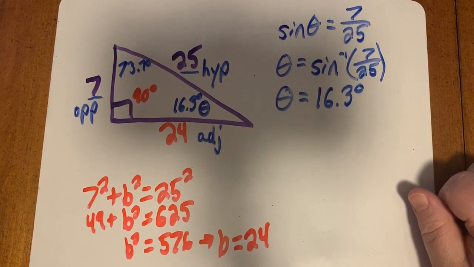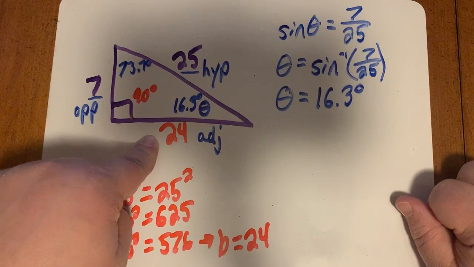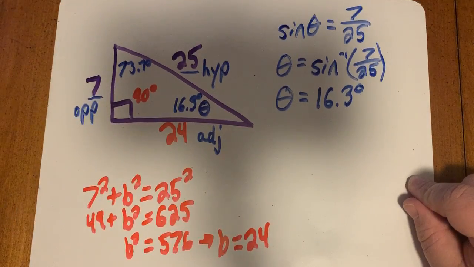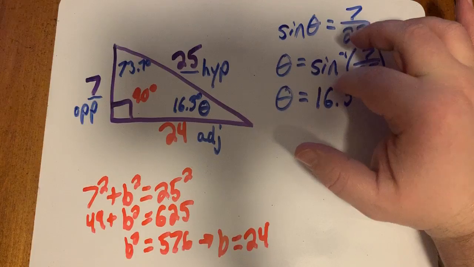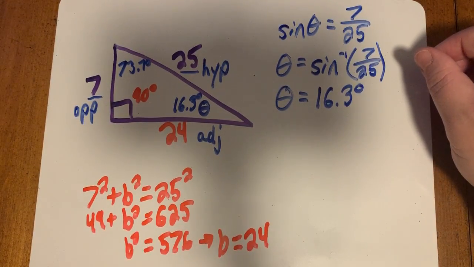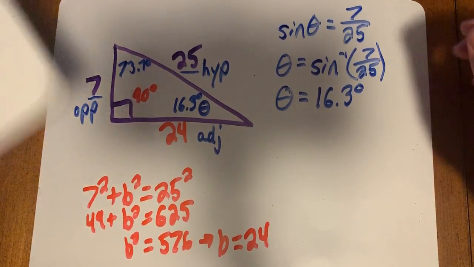So as a refresher, you use your Pythagorean theorem to find your third side, and then you can use trig using the two sides that you had. To undo sine, you do sine inverse. If it were cosine, you would use cosine inverse. If it were tangent, you would use tangent inverse. So that's when you have two sides given to you.